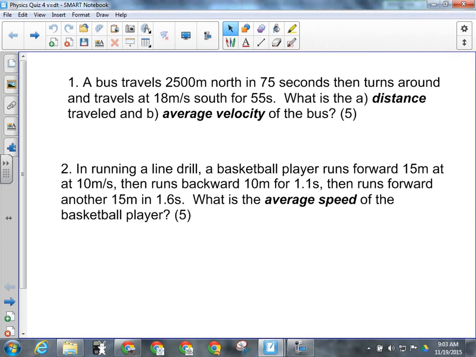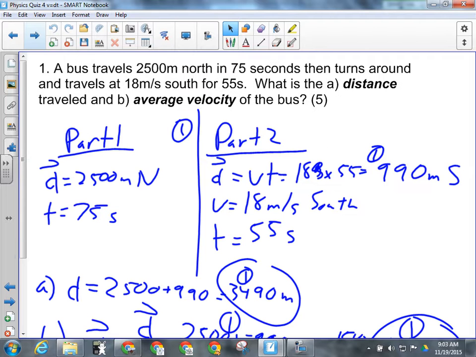All right, so these problems are just like what we've been doing in class. They're both multi-part problems, where we're looking for some totals to get our averages. For question number 1, we've got a bus that travels 2,500 meters north in 75 seconds and then turns around and travels at 18 meters per second south for 55 seconds. What's the total distance traveled for part A?